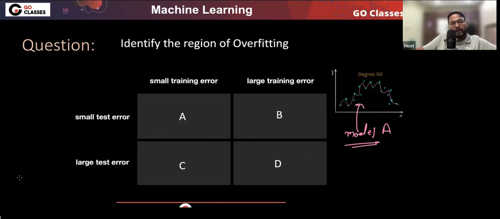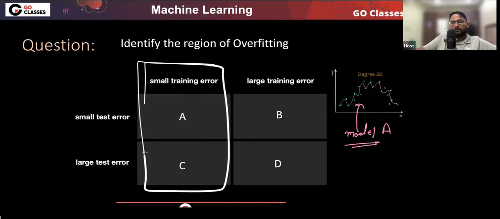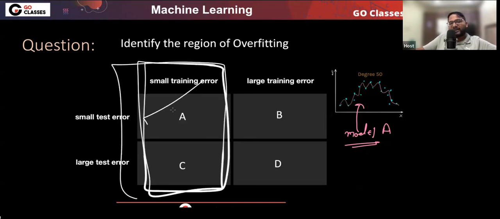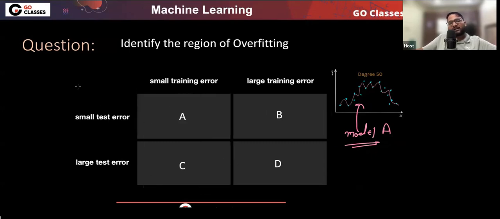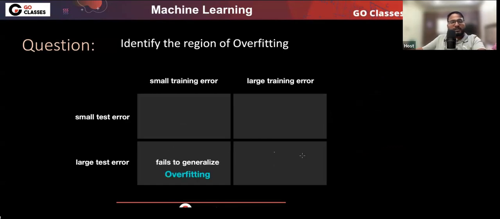If you're mugging up, training error will be small, definitely. If you are using this kind of complex model, then either A or C is the answer. Training error is definitely small. What about the test error? Do you think the test error will also be small? Most probably, 99.99999% no, right? Since I have not learned generalization, my model is noisy, because it has learned the noise. So that's why C is the answer. Understanding the things a little bit?